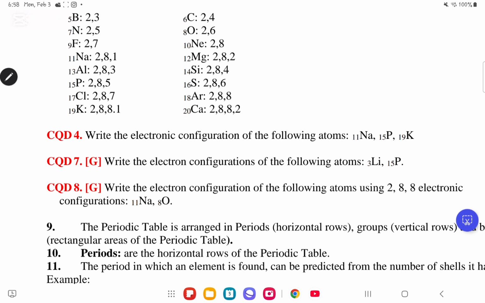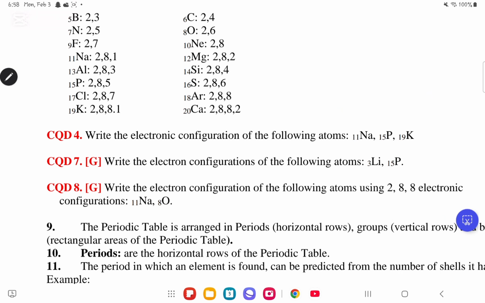So CQD number 4, write the electronic configuration for the following atoms. 11Na, it's gonna be 2, then 8, then 1. For 15P, okay, it's gonna be 2, then 8, then 5. Okay, for 19K, it's gonna be 2, then 8, then another 8, and then 1.